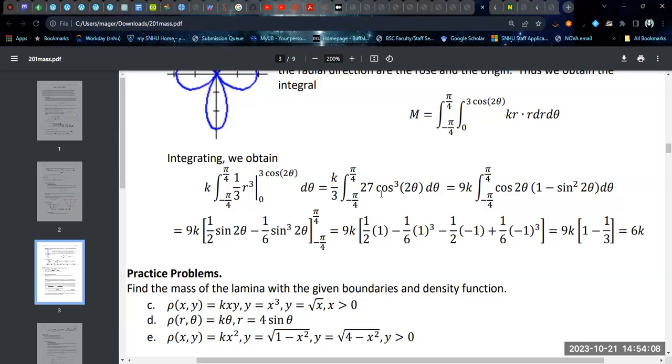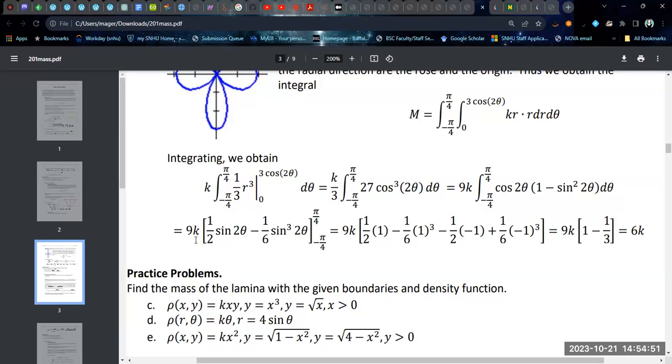We can pull out the 1/3, and then we're going to cube. 3 cubed is 27, and then cosine cubed is this. If I pull the 27 out with the k over 3, I get 9k. And then I have to pull out one of these cosines. This is the trig integration. I pull out one of these cosines, and then I convert the remaining two cosines into 1 minus sine squared with the same angle. And then I can do a substitution with sine of 2 theta, and then the derivative is 2 cosine 2 theta.